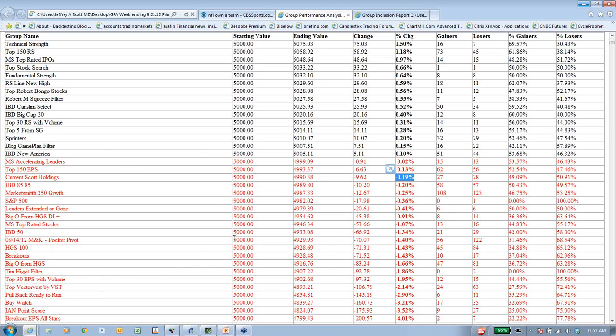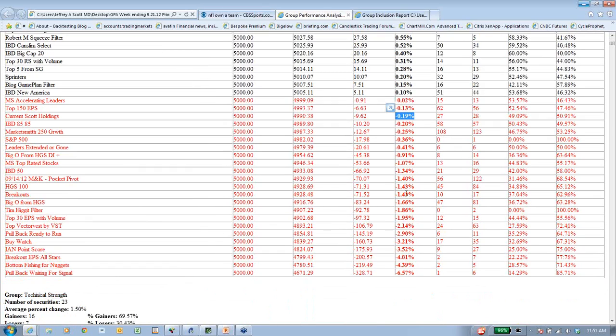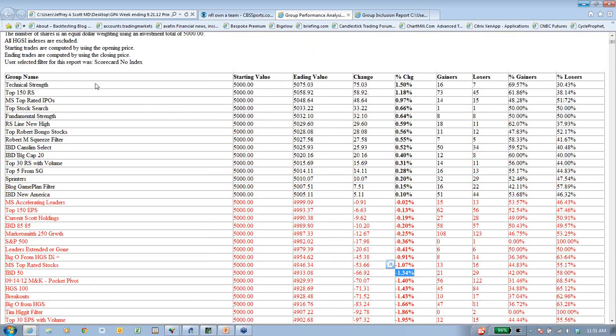I like to know how HGSI type stocks did. HGS 100, so high growth stocks were not working this past week. We're down 1.43. And in fact, even the IBD 50 was down 1.34%. So most of the types of stocks that I like to buy were down for the week, or not down much, but were somewhat down.